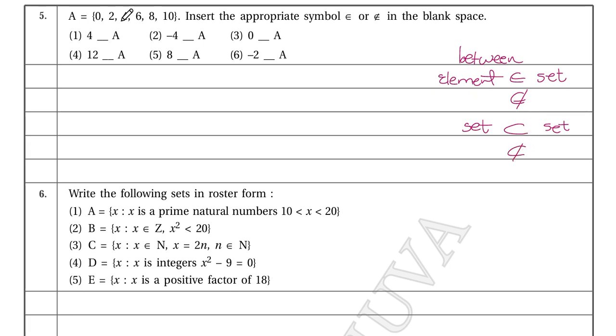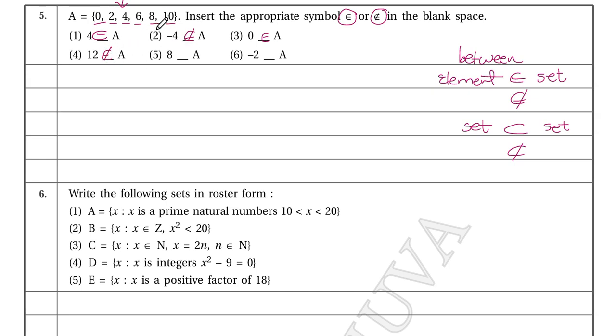Look, one set is given: 0, 2, 4, 6, 8, 10. We have to insert the symbol belongs to or does not belong to. The first one, 4. Is 4 there inside this set? Yes. So 4 belongs to this set. Then minus 4 is not there, so it does not belong to A. 0 is there, so 0 belongs to A. Then 12 is not there, so it does not belong to A.